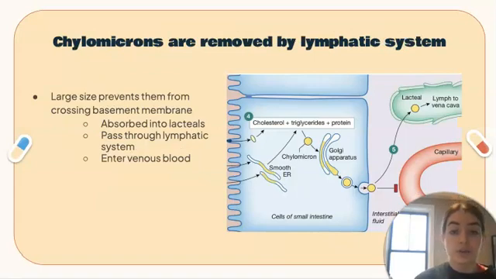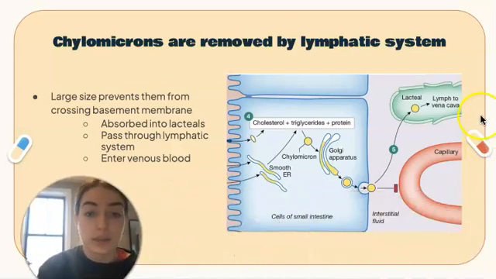On the right is a blown up photo of the diagram we saw on one of the previous slides. Since chylomicrons are very large, this also prevents them from crossing the basement membrane of capillaries. So instead, chylomicrons are absorbed into lacteals, which we can see here on the right, which are specialized lymphatic vessels in the small intestine.